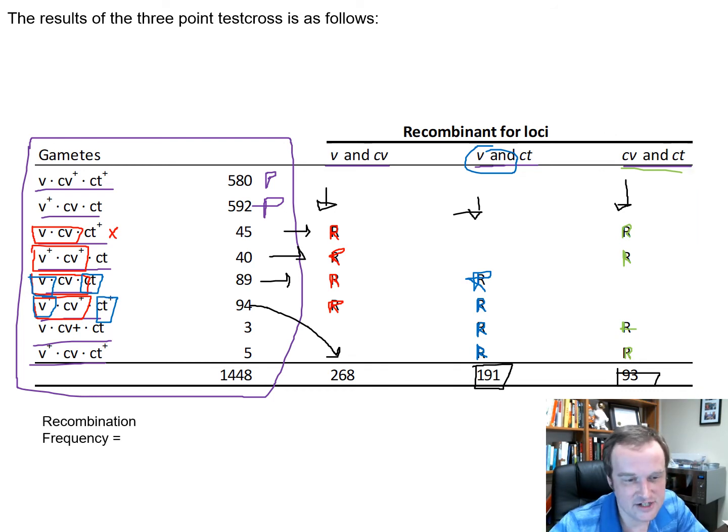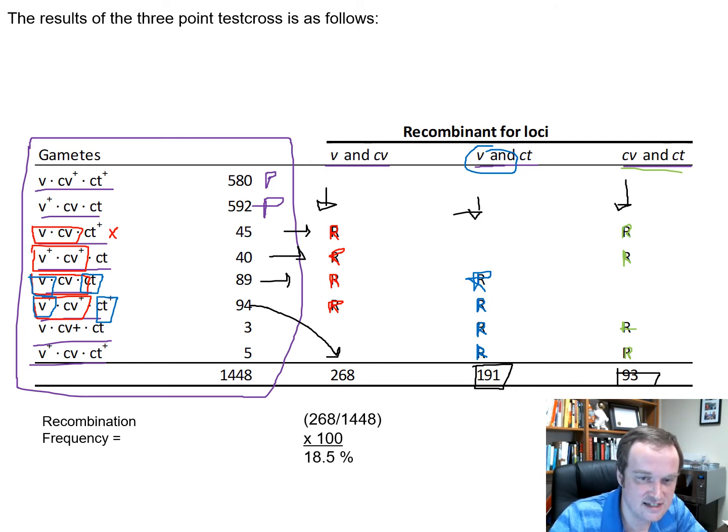So from this information, we can use this formula to determine the recombination frequency, or the likelihood of recombination between these genes. So first, we're going to do V and CV. We take our number of recombinants and divide it by our total number of individuals, which is right here, and we get 18.5% recombination frequency. It's how often out of our population there was a recombination between V and CV.